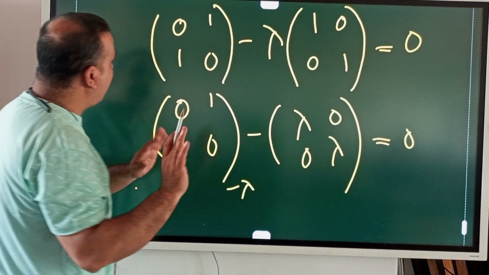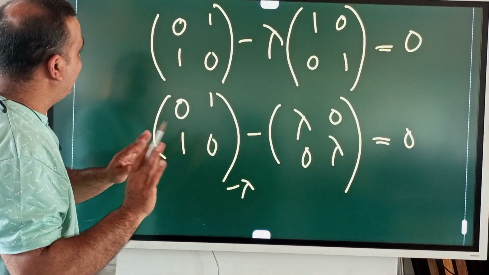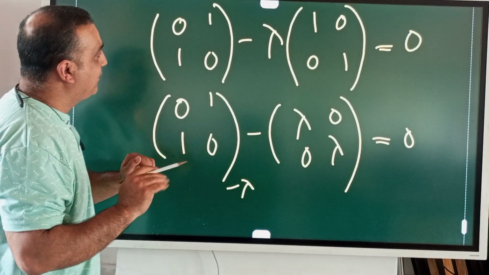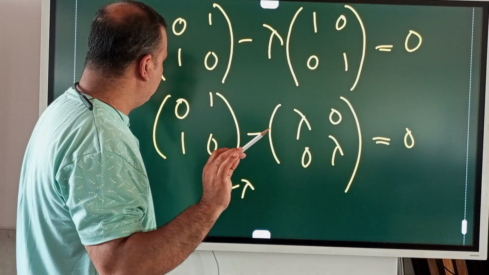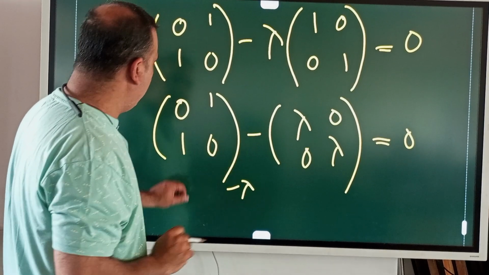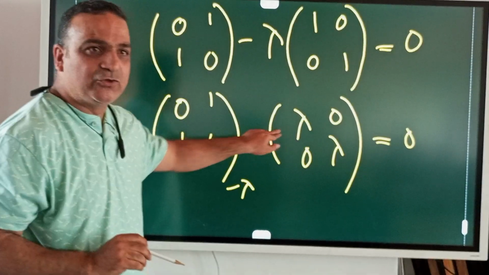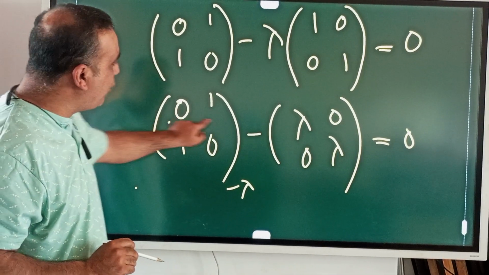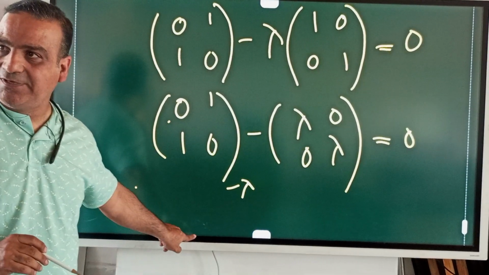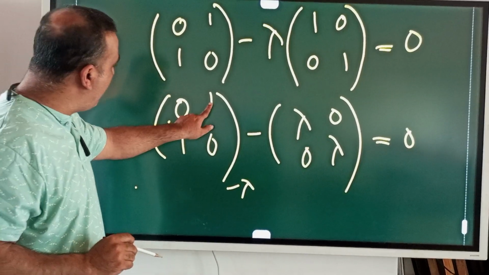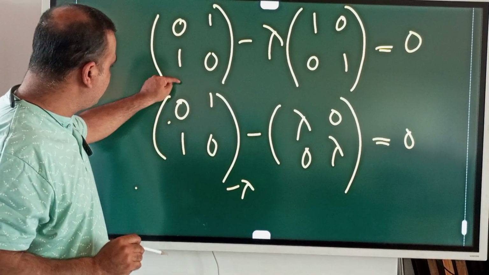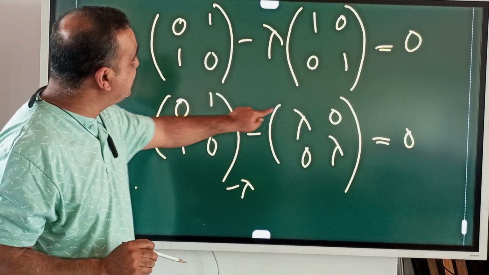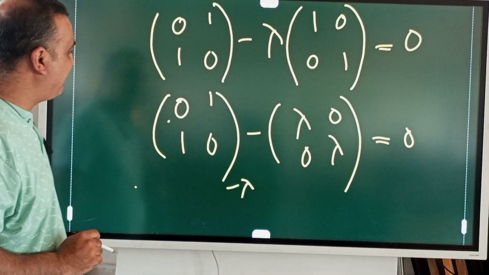So how would you determine it? I will subtract these two first. What am I getting here? I am getting 0 minus lambda, which gives me minus lambda. Then you will have 1 minus 0, that will give me 1.